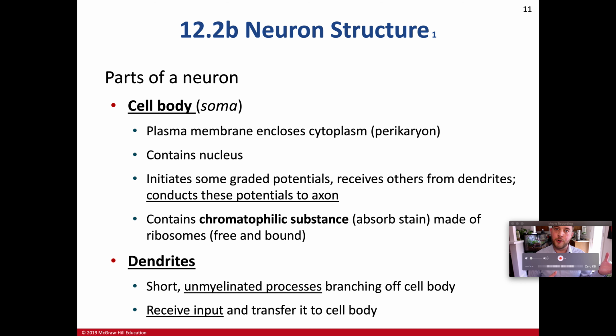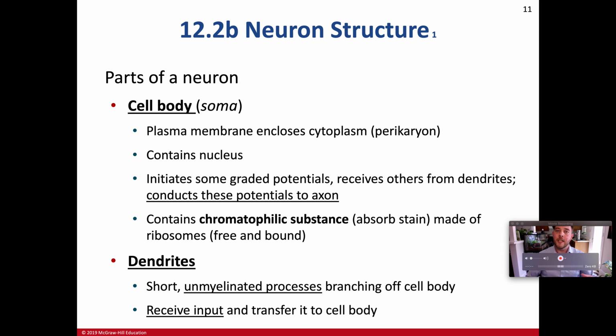They also contain chromatophilic substances, which are their ribosomes. They have free ribosomes floating around that are going to absorb stain and change color when you view them. Dendrites, so you have your cell body. You have dendrites, which are short unmyelinated processes branching off the cell body. Myelin is just a lipid sheath coating that we'll talk about in a little bit. But the dendrites that come off of the cell body are unmyelinated portions, and they receive input and transfer it to the cell body.